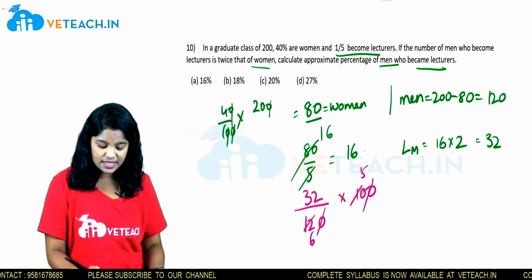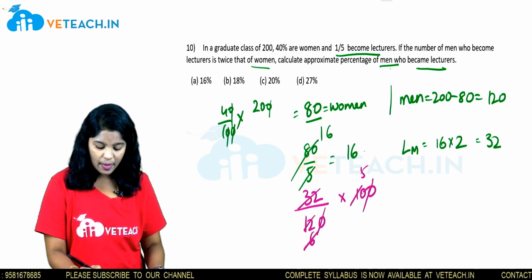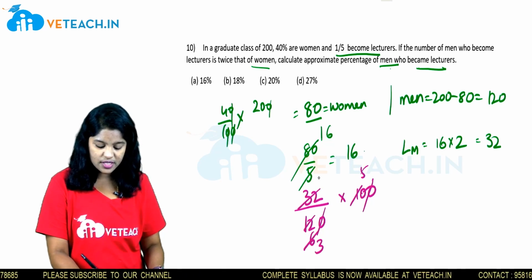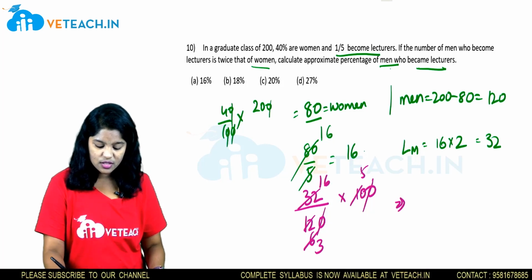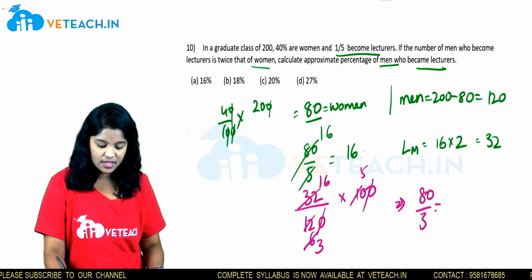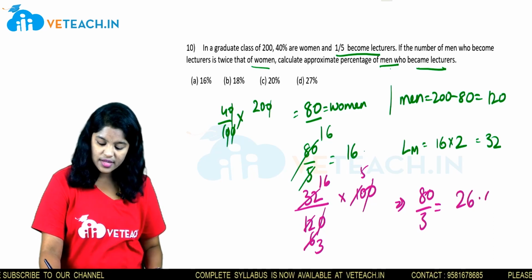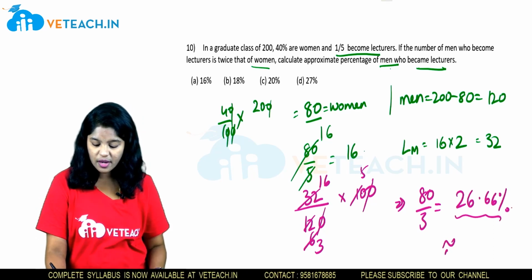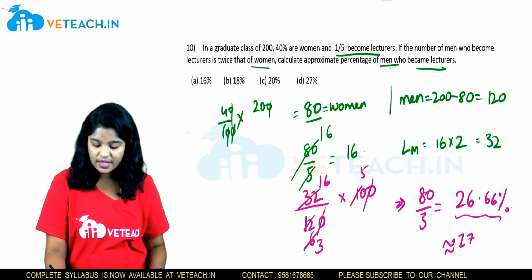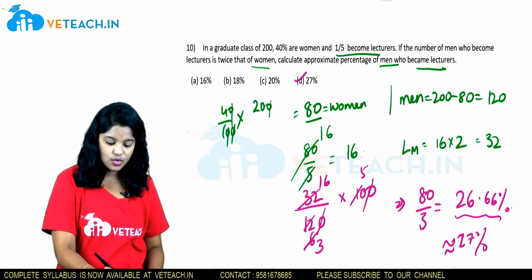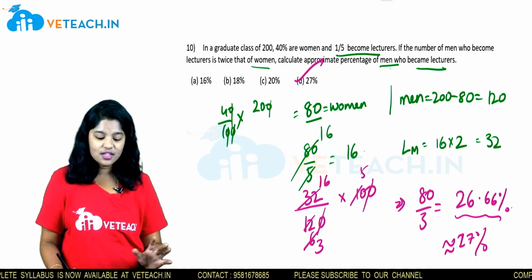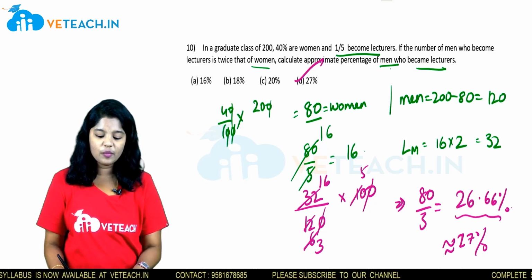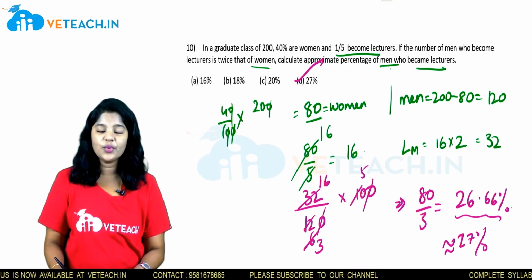So in 2 table 3 times, 16 times. So it becomes 18 by 3, that is equal to 26.666%. So this can be approximately rounded off to 27%. So option D is our correct answer. So 27% of the men have become lecturers out of 120 men.